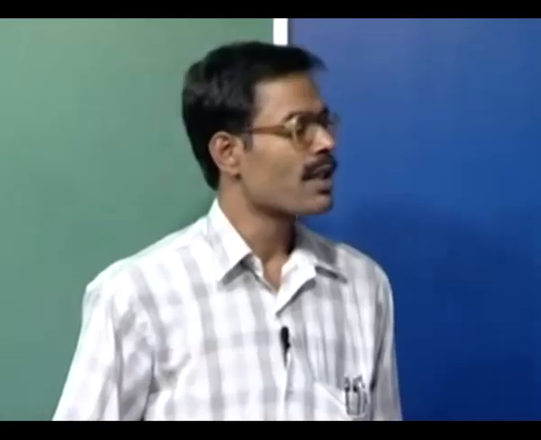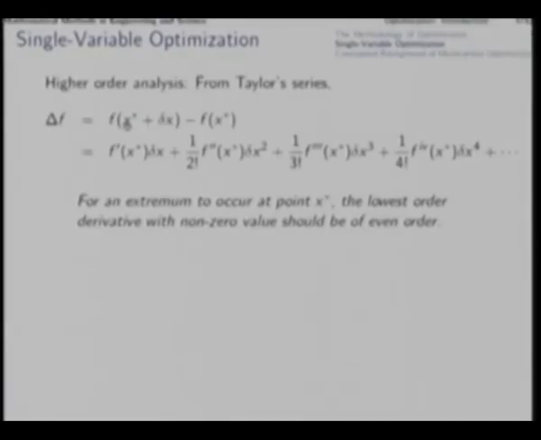The way to go further is through Taylor series. So, if you write the Taylor series of f of x around a given point x star, the candidate point, then you get f of x star plus delta x is equal to f of x star plus first order term plus second order term plus third order term and so on. Now, transposing f of x star to the other side, you talk of the change in function value from x star to x star plus delta x at that neighboring point. The change in the function value from Taylor series is given like this.